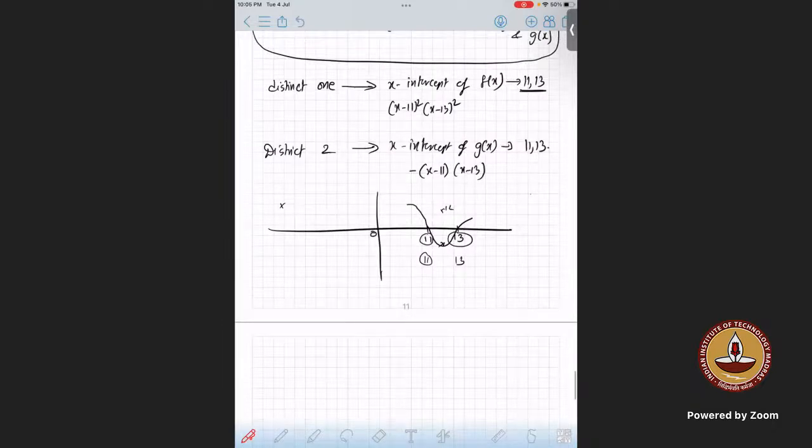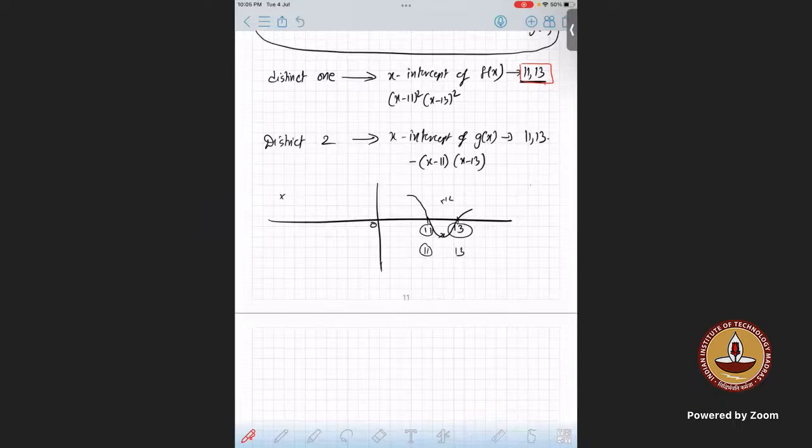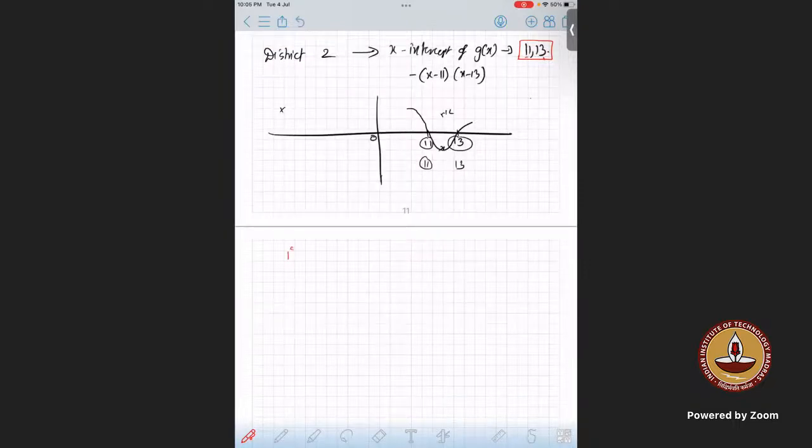Here, the first district might lie at the 11 or 13 x coordinate. The second district also lies at 11 or 13. So, if the first district is at 11, then the second district is at the 13th x coordinate. But it may go in reverse also. If the first district is at 13, then the second district is at 11.